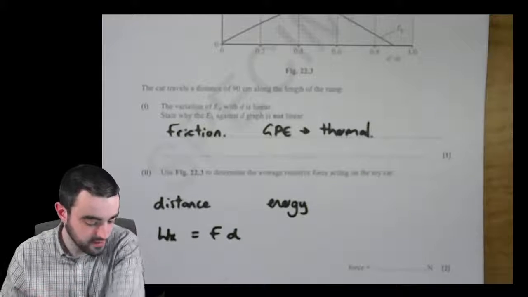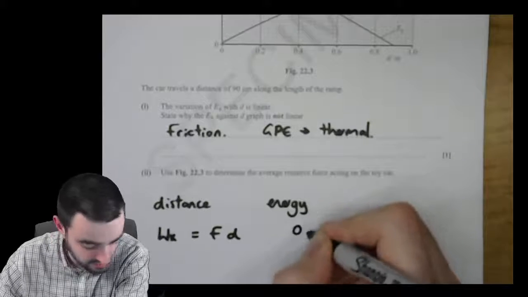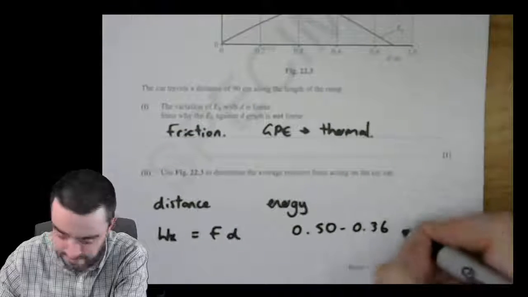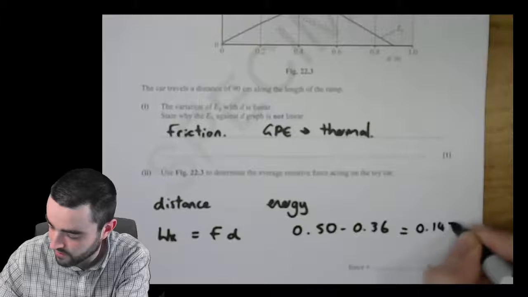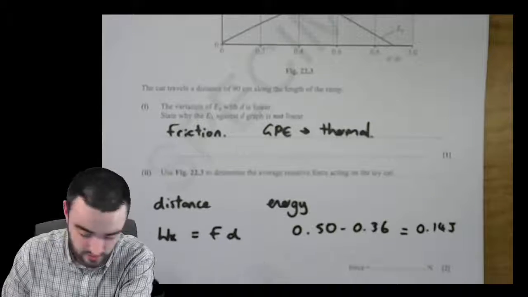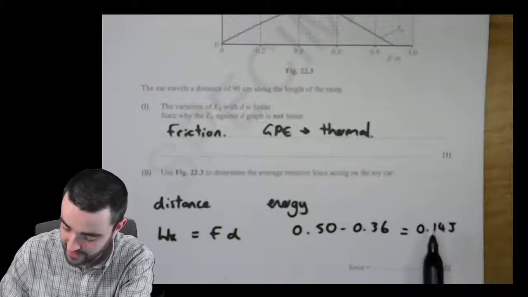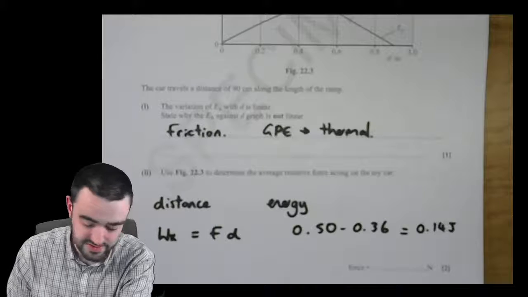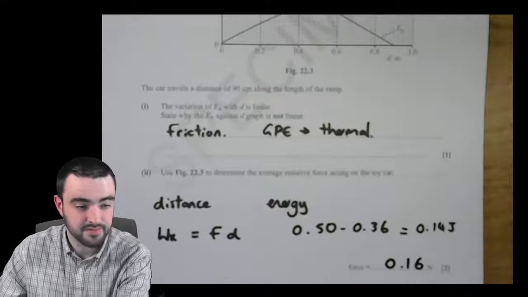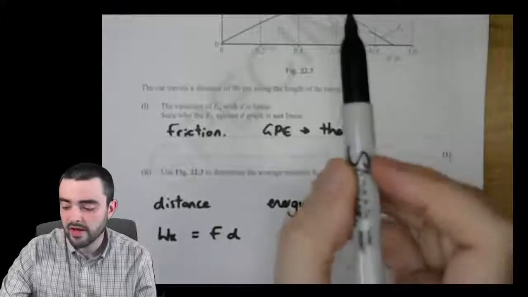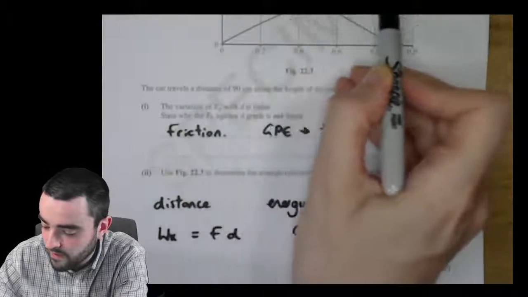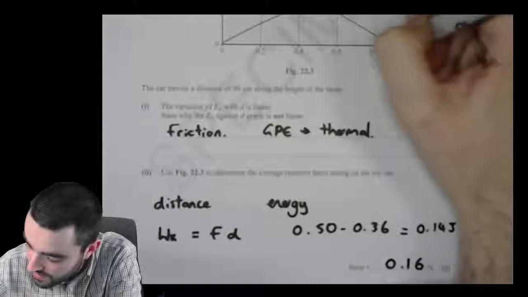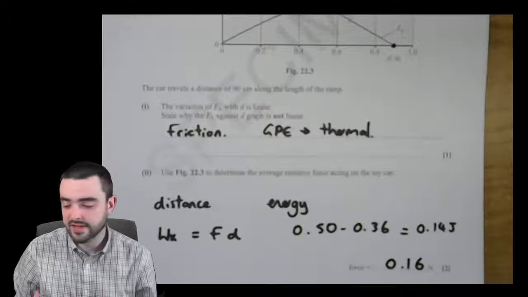So from the graph, you would need to measure the 2 points. So 0.50 minus 0.36, you would read this off the graph. That is equal to 0.14 joules. And so the force is going to be equal to that divided by the distance, 0.9, meaning the resistive force would be 0.16 newtons. Okay, it's another example of where actually marking things on the graph can be really helpful, because it will demonstrate to the examiner where you're getting your information from.